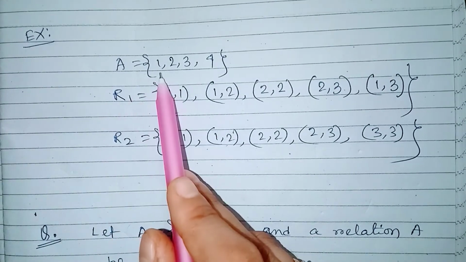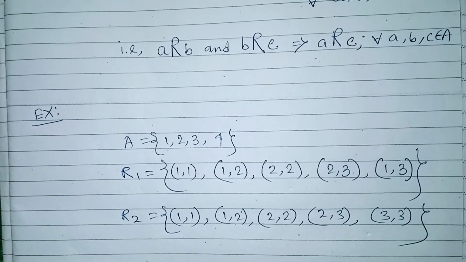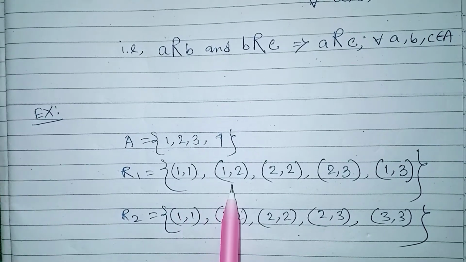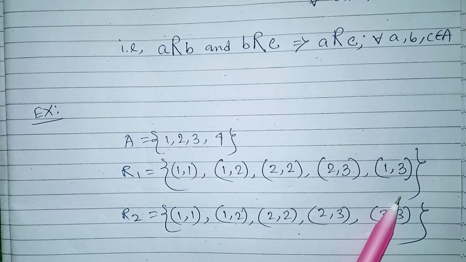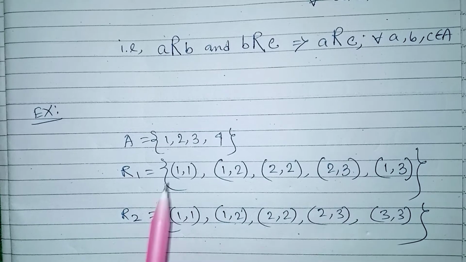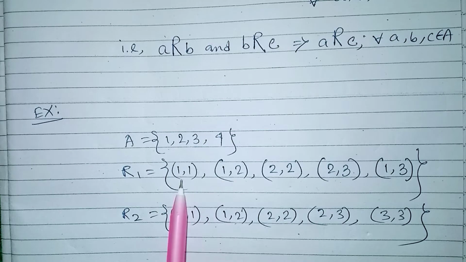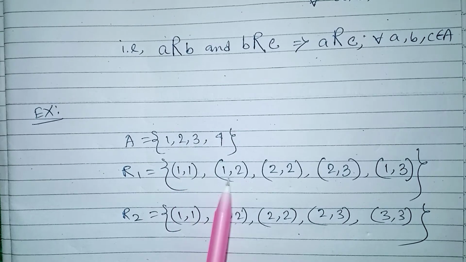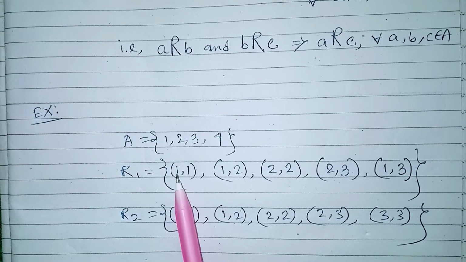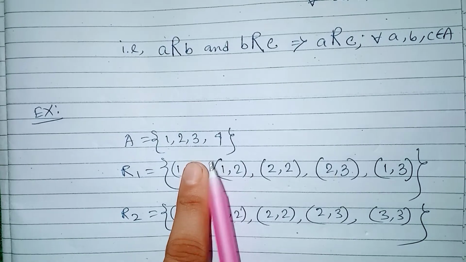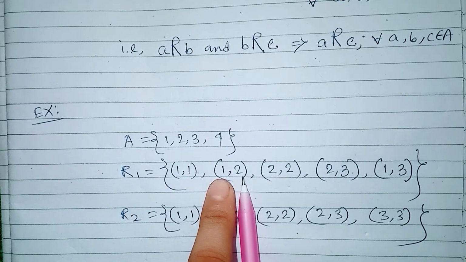Suppose A is equal to {1, 2, 3, 4} and R1 is given here as (1,1), (1,2), (2,2), (2,3), (1,3). So for transitivity, if (1,1) is here and another element that starts with 1, we take these two elements. Then the 1 cancels out, and (1,2) obviously belongs to R1. You can see (1,2) is already here.